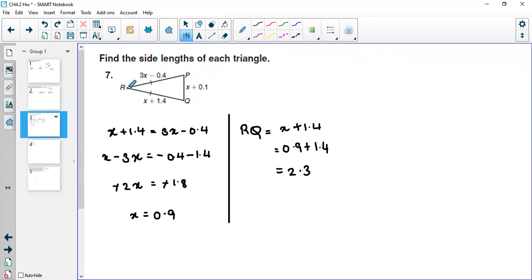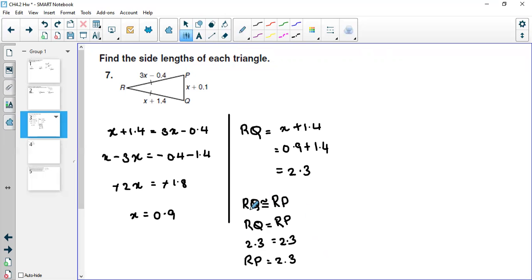Now, I can say RP is also 2.3 because they both are congruent. So I'm just going to write this statement here saying RQ is congruent to RP, because according to the figure, both sides are equal. So that makes RQ equals RP, so 2.3 equals 2.3. So RP is also going to be 2.3.